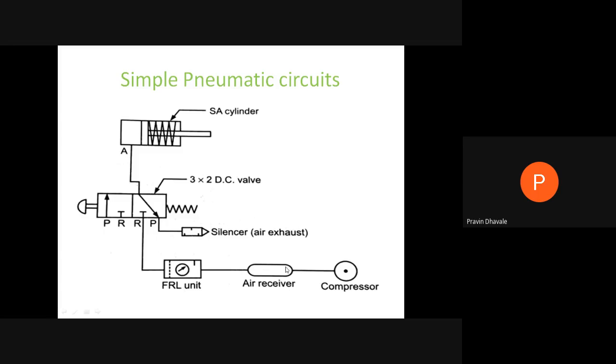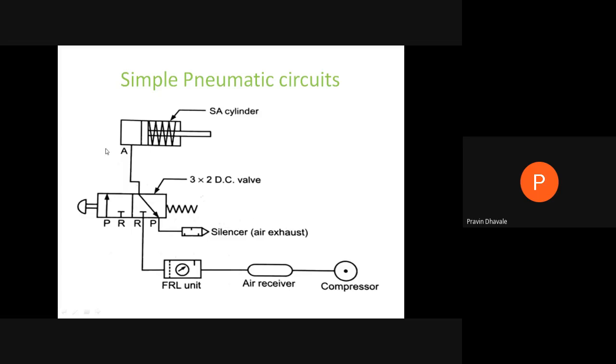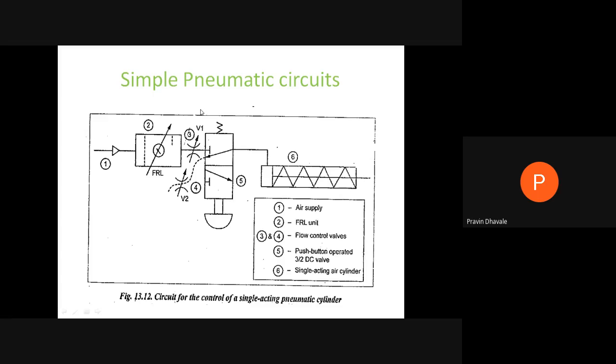In a simple pneumatic circuit, we study the different elements that are needed or essential, like a compressor, air receiver, FRL unit, and for rotary motion, we may use motors, right? Then we study the simple pneumatic circuit where this will be the circuit.